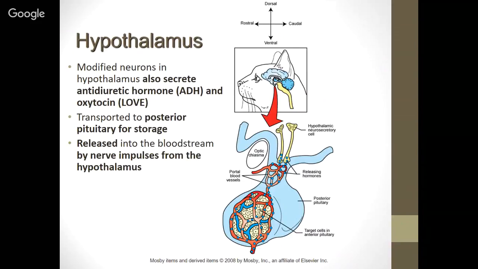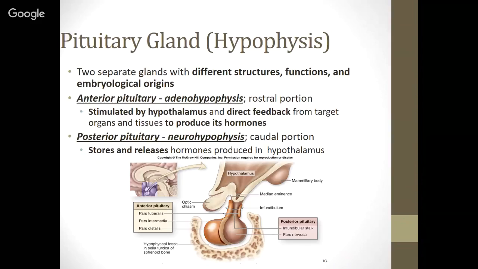So this is really important. I want you to remember this. ADH and oxytocin are produced in the hypothalamus, they live in the posterior pituitary until they are released by nerve impulses from the hypothalamus.